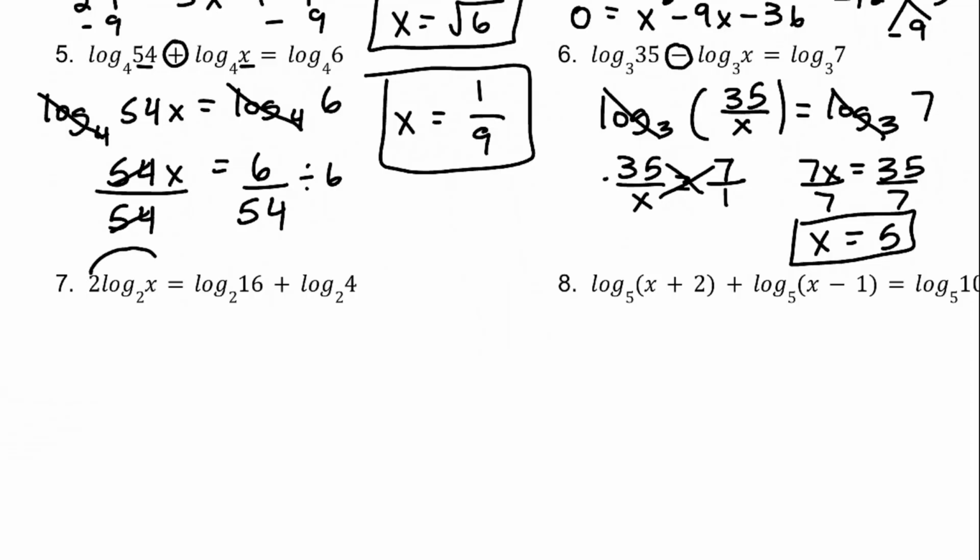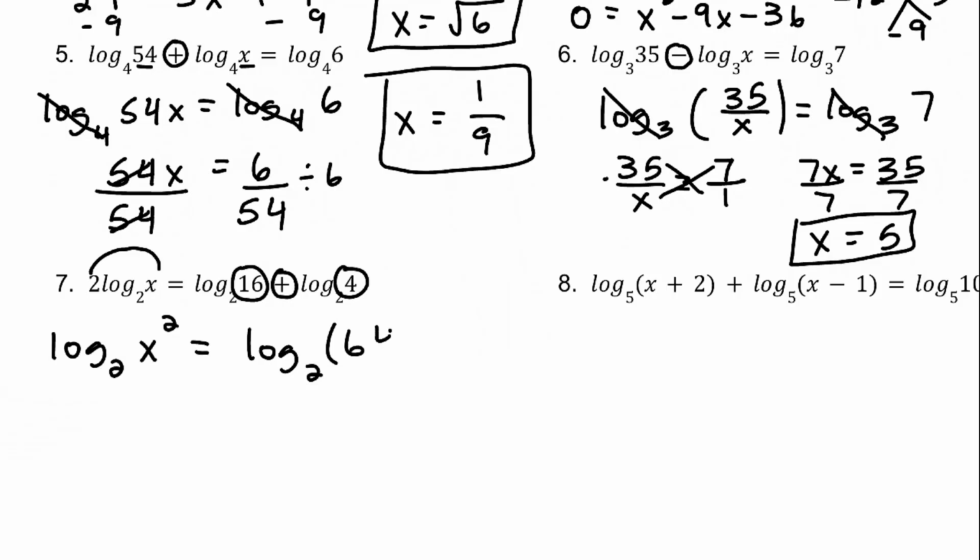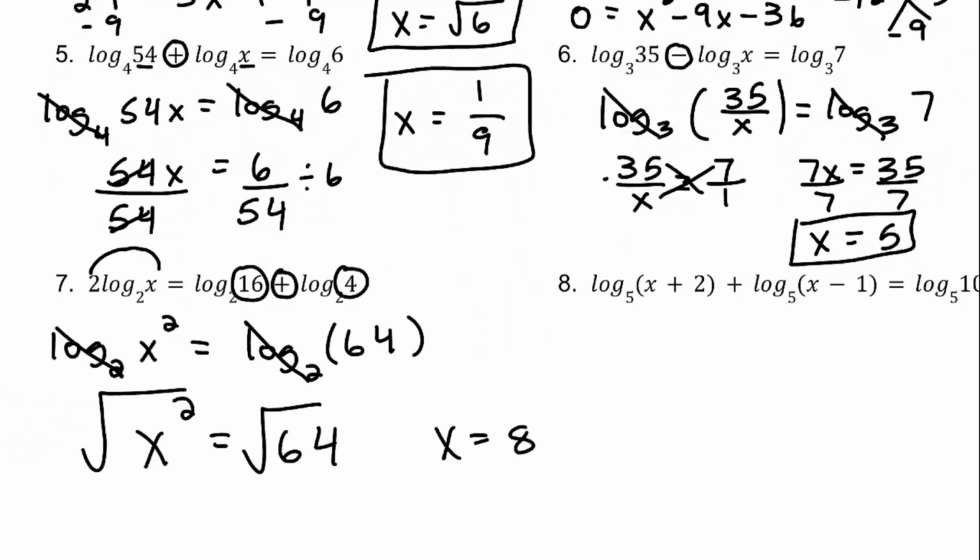This one, there's two different rules we have to do. If you have a 2 in the front, again, I can move that back up and make it an exponent, make it x squared. On this side, I have two different logs, so I can combine them together, multiply the insides. I'm doing 4 times 16 gets me 64. Again, if I have logs on both sides, cancel them out. So I get x squared is equal to 64. Take the square root of both sides, I get x is equal to 8.